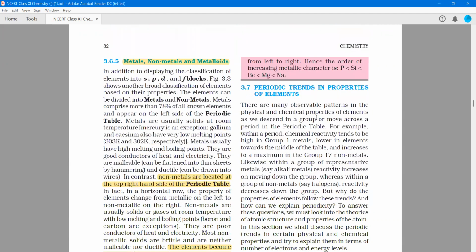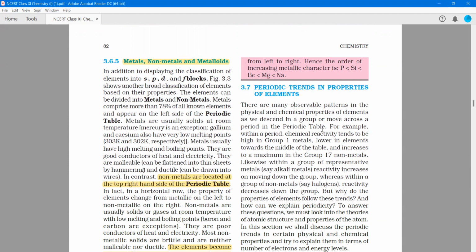There are many observable patterns in the physical and chemical properties of the elements as we descend in the group or move across the period in the periodic table. So either when we go down the group or move in the period, left to right or right to left in the periodic table, they are very common trends.